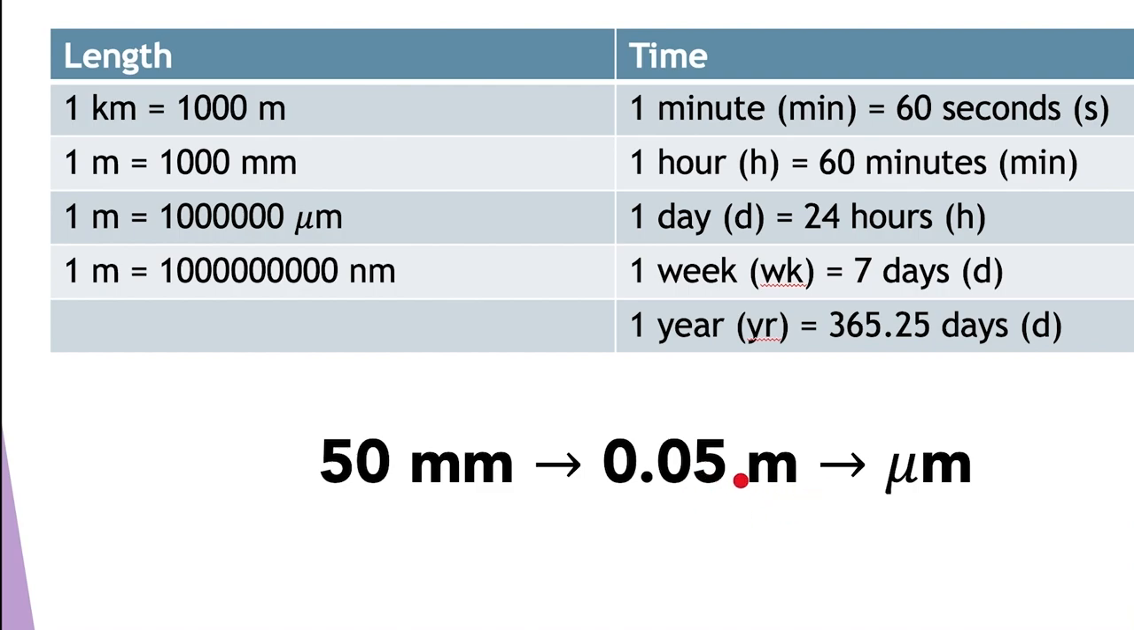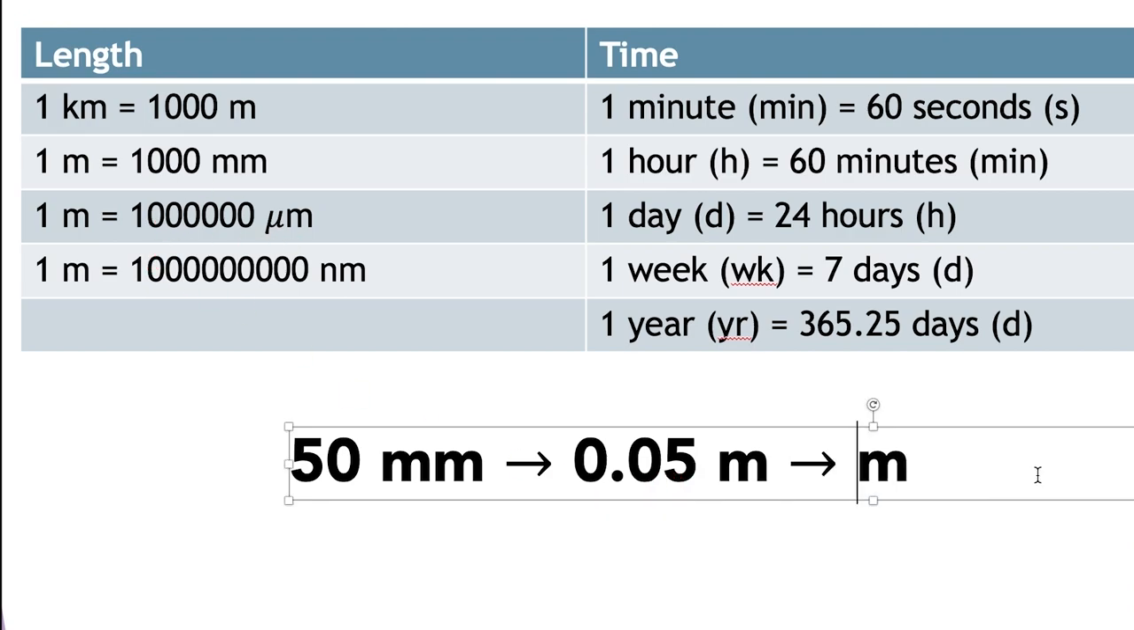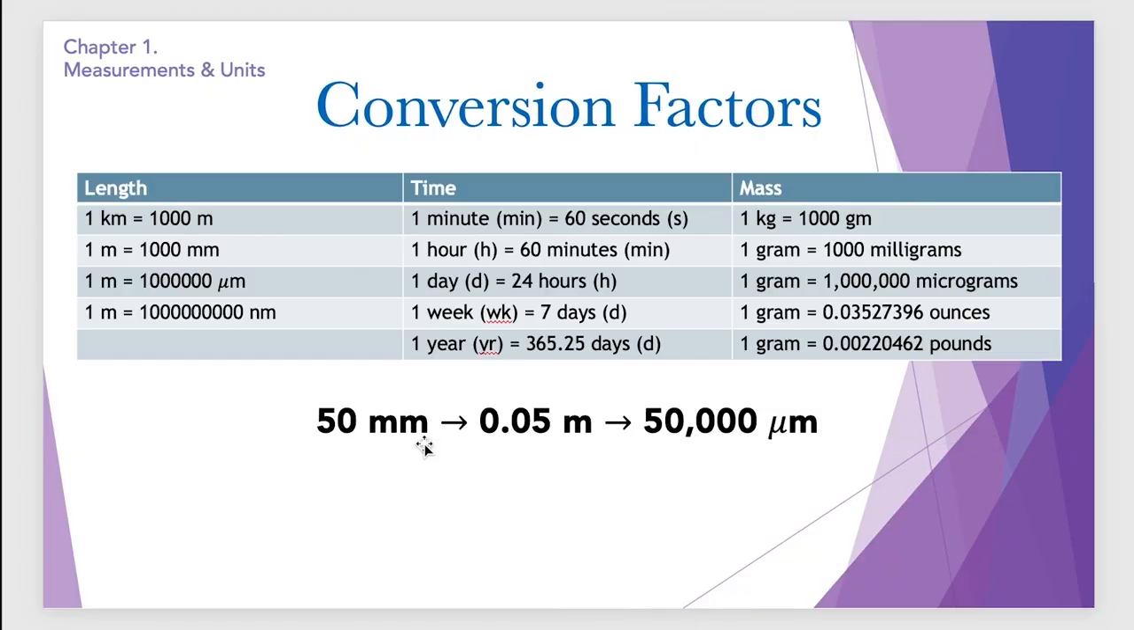Now I'm going to convert these meters into micrometers. So the conversion factor for meters and micrometers is that 1 million micrometers are equal to 1 meter. Now because I'm converting a bigger unit into a smaller one, I would multiply. Before, millimeters was smaller than meters, so I divided. But now meters is bigger than micrometers, so I'm going to multiply. So 0.05 multiplied by 1 million is equal to 50,000 micrometers. So this is how we converted millimeters into micrometers.